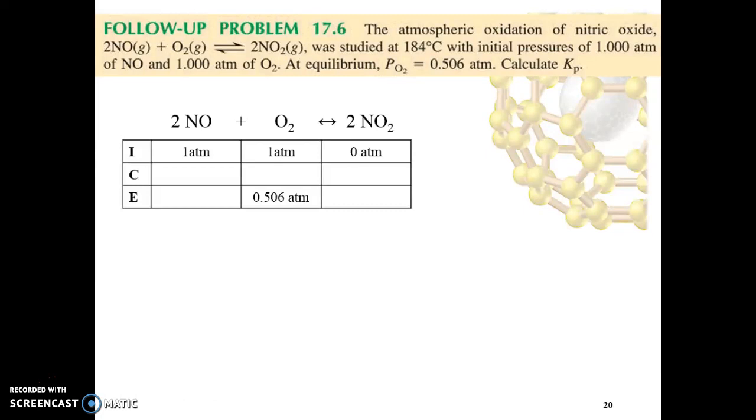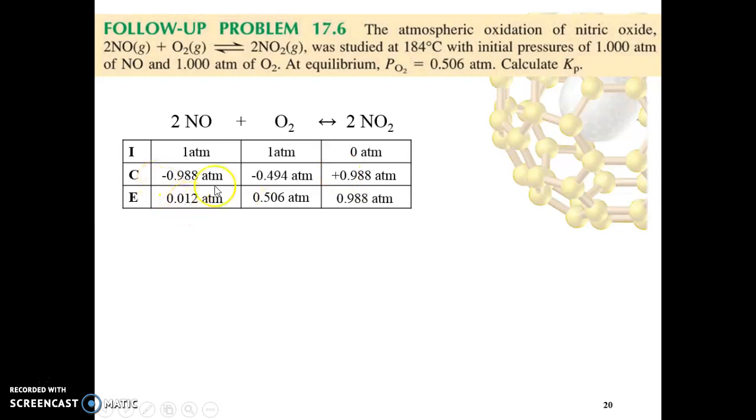Okay, try this one. You've got the reaction presented to you. We're doing Kp instead of Kc, but that's not going to change anything. We're going to use partial pressures as opposed to concentration. So my change for O2 is negative 0.494. I'm just going to subtract 1 minus 0.506. I'm going to lose twice as much NO2, so I'm going to lose 0.988. And I'm going to gain that same amount because it's a 2-to-2 ratio for NO2.